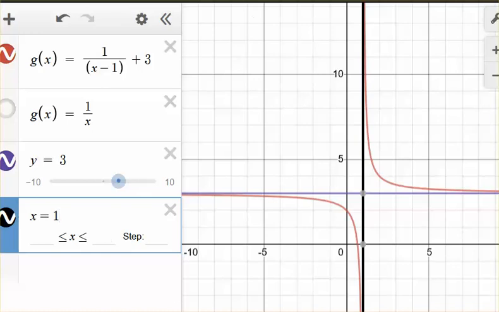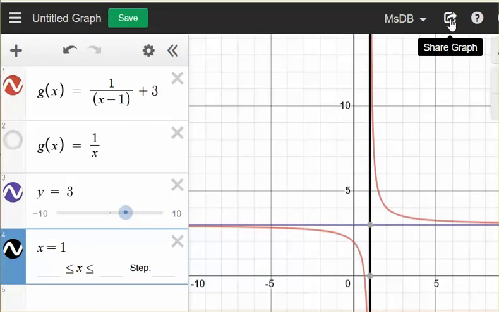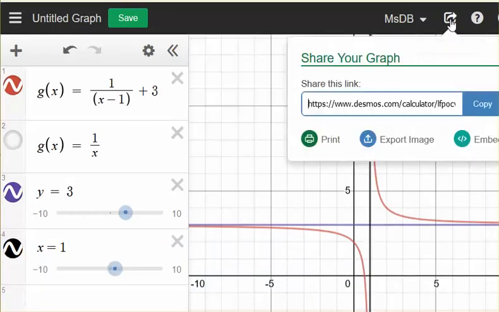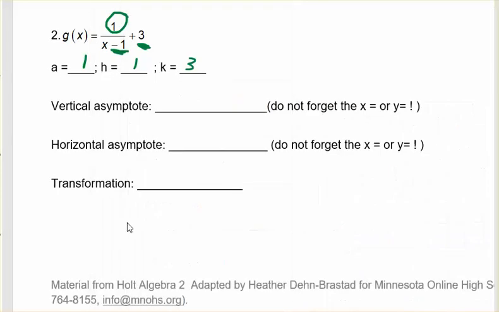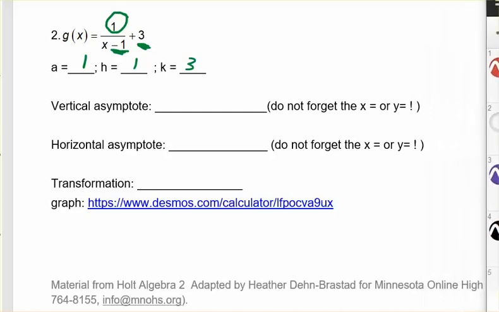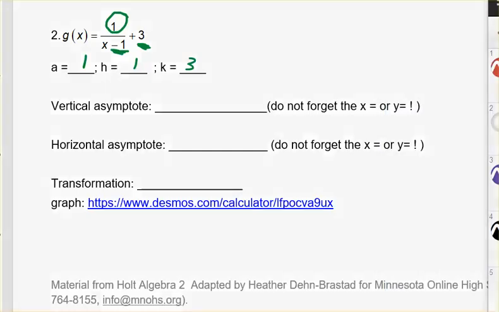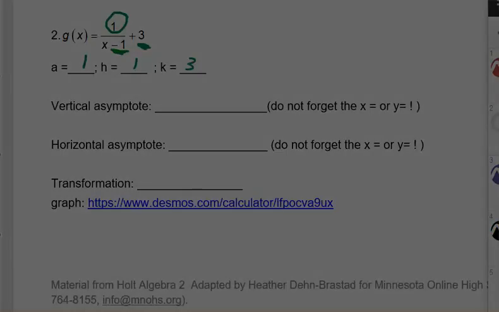To share your graph with me, you can either take a screenshot of it, or you can get a link from the Share Graph button. You need to attach these to your worksheet when it asks you for the graph. You can either do the link, click it once, or you can do a screenshot, or both if you want. And I'll just take a screenshot so I can see it at the same time.